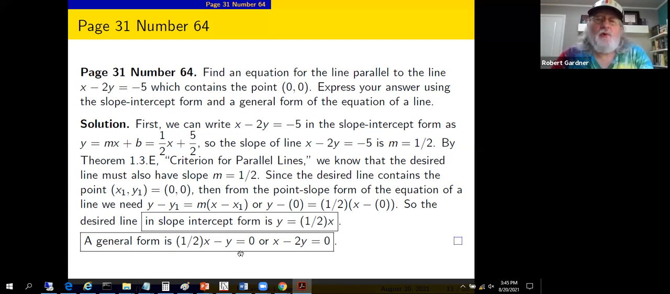There's a general form. You want to get rid of that fraction? Let's multiply through by 2. Multiply both sides by 2, and that'll produce x minus 2y equals 0. If you want to multiply both sides by something else, you go right ahead as long as it's not 0. That'll produce yet another general form, standard form of the line. Of course, I like that one because that's a unique answer. Either of these is a legitimate answer, along with an infinite number of other things.